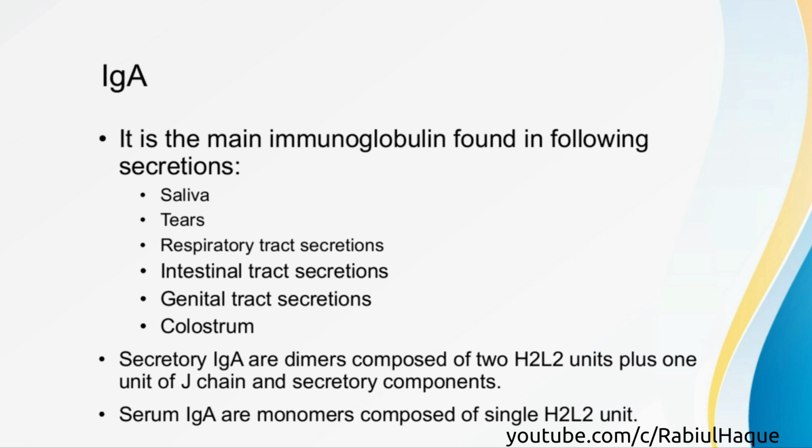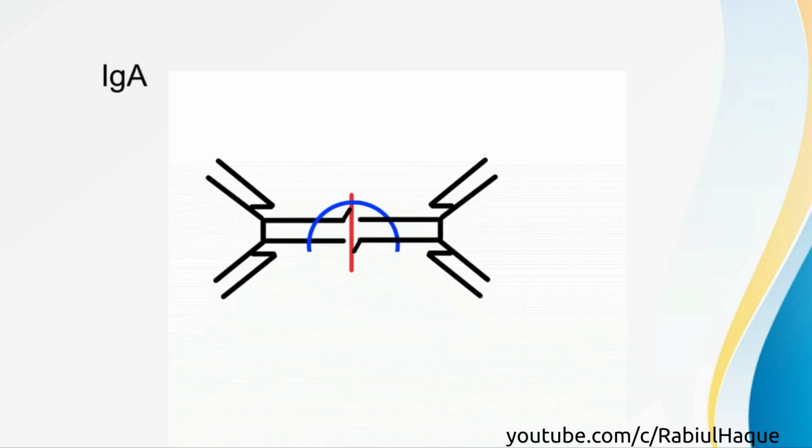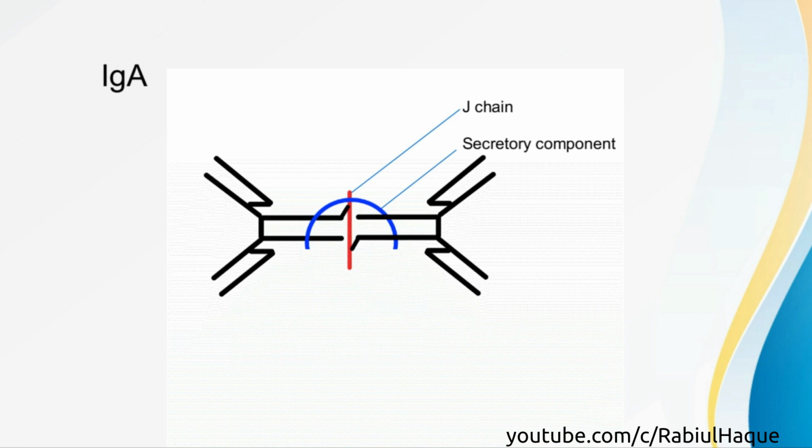Now, secretory immunoglobulin A are dimers, and they are composed of 2 H2L2 units plus 1 unit of J chain and secretory components. On the other hand, serum immunoglobulin A are monomers, and they are composed of a single H2L2 unit. So here we can see secretory immunoglobulin A. Note that it is a dimer, and the J chain is shown in red color and the secretory component is shown in blue color.